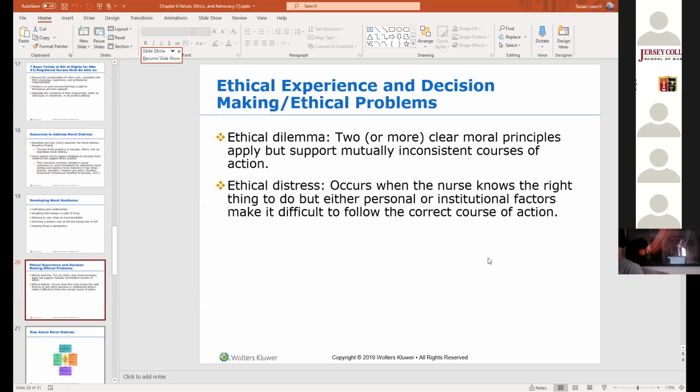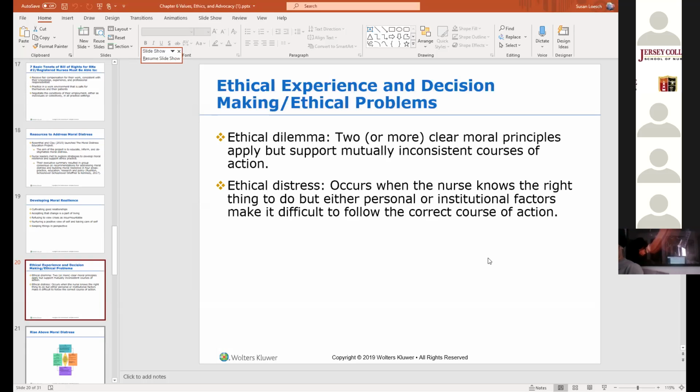Ethical distress is when you know the right thing to do, but either some personal value or some institutional value makes it hard for you to make that choice. So a good example of this would be like PPE. Okay, so you're the charge nurse, and you know that you're taking care of patients that are positive with COVID. Okay, and when you go into work, you have two masks sitting there. One is a surgical mask and one is an N95.